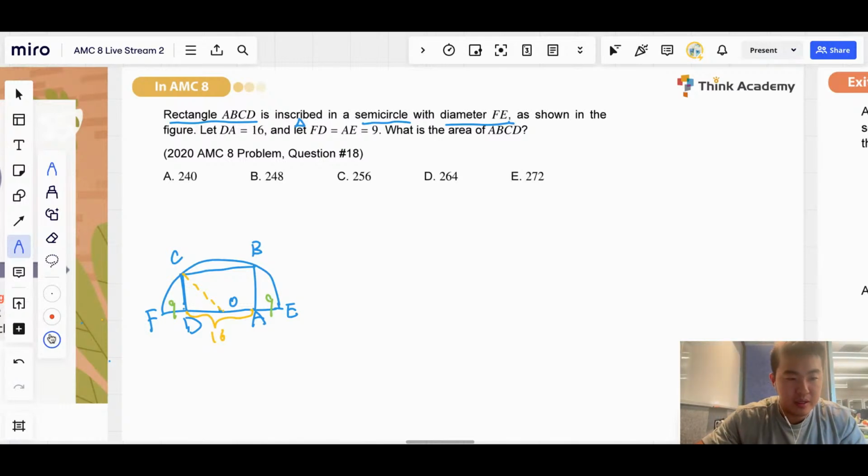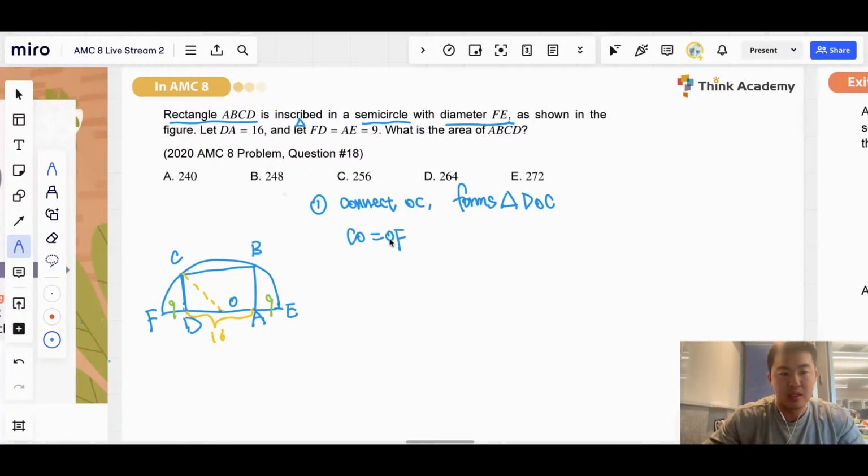First step, I will write it down here. I will say connect CO, connect OC. Then as a result, we now form a new triangle with the three vertices D, O, and C, okay? So in this case, let's notice that CO is a radius, OF is a radius. Why? Because FE is the diameter. So O is in the middle of F and E because that's the center of the semicircle. Okay. So OF is guaranteed to be the radius and as well as OE. Okay. So they are radii. Okay, so that should be enough for our first step.